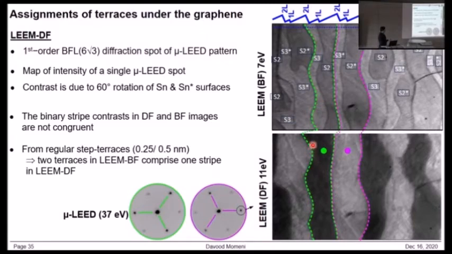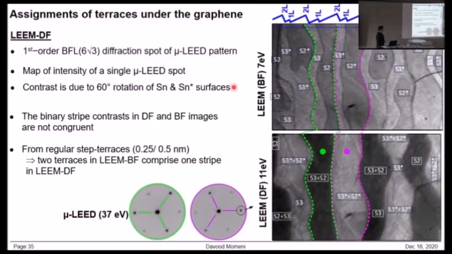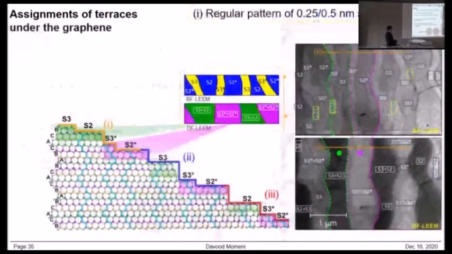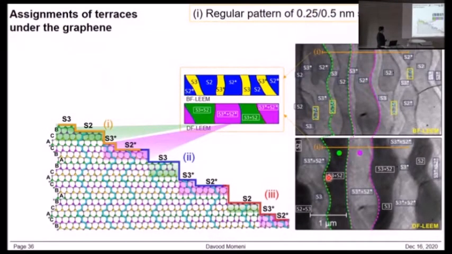In other words, S3 and S2 have the same color contrast in LEEM dark field, and the contrast changes when we go to the S-star terminations, so S3 star or S2 star combination. So you can see the difference between these two types of contrast. This could be made more clear. Accordingly, we can now map the LEEM dark field as well. This consistency can be better seen in this image.